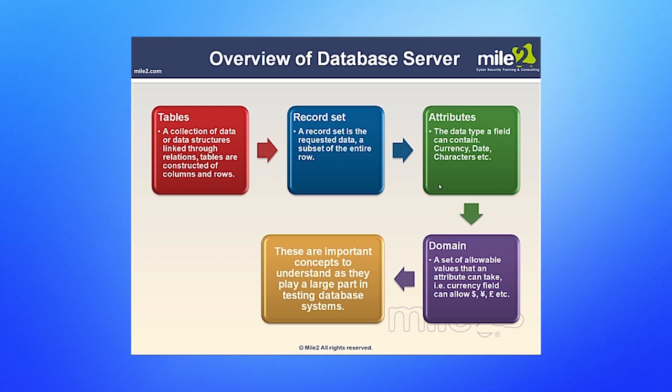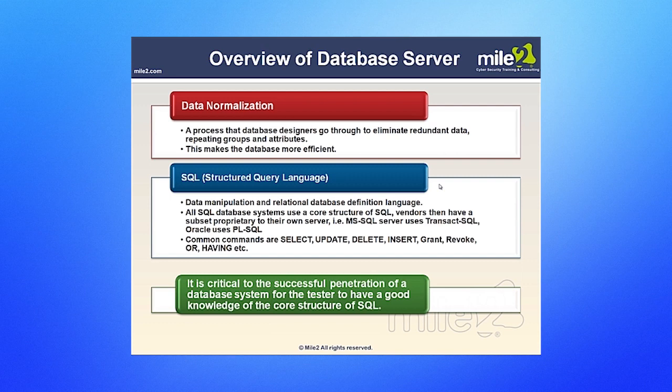Domain: a set of allowable values that an attribute can take. Again, if I'm currency, maybe I only allow certain character sets, such as dollar signs. So databases are all around us. It's important to know some of the terminology. With databases, they do have a process called data normalization. The idea of this is to eliminate any duplicate or redundant data, or repeating groups or attributes, anything that's basically redundant. Trying to make your database not so repetitive, make sure it's efficient.